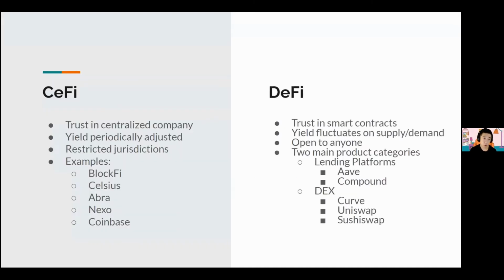So a quick cover of CeFi versus DeFi. CeFi stands for centralized finance. The caveat of this is you have to trust a centralized company. So if you're trading on Binance, you're going to have to put your money on Binance and trade there. So you trust that they won't take your money.